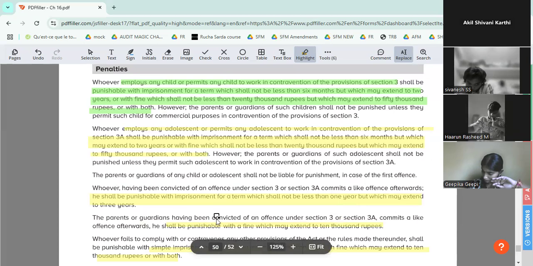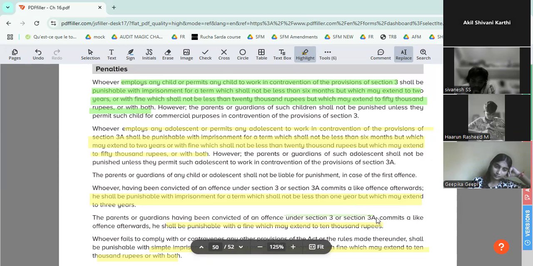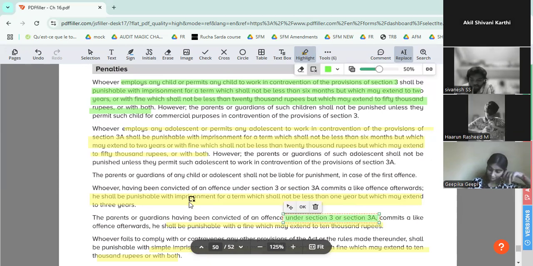Okay, if the parents or guardians have been convicted of an offense under section 3 or section 3A, and commit a like offense afterwards, they shall be punishable with a fine which may extend to 10,000 rupees. Clear? For parents or guardians alone, there is an exemption. First time, if they make the mistake, whether it is under section 3 or section 3A, they'll be left alone. But if they're repeating the offense again, then they shall be punishable with a fine which may extend up to 10,000 rupees.